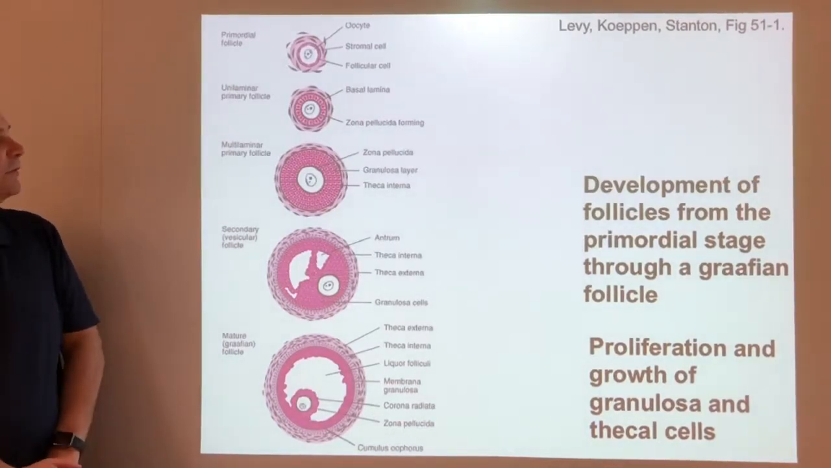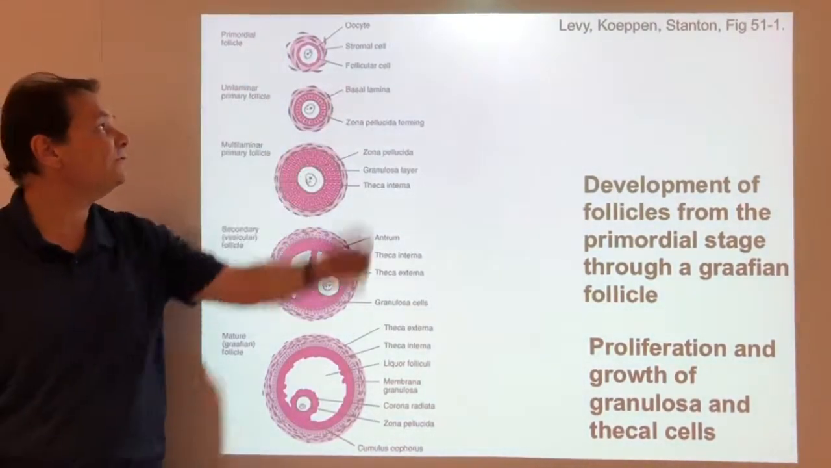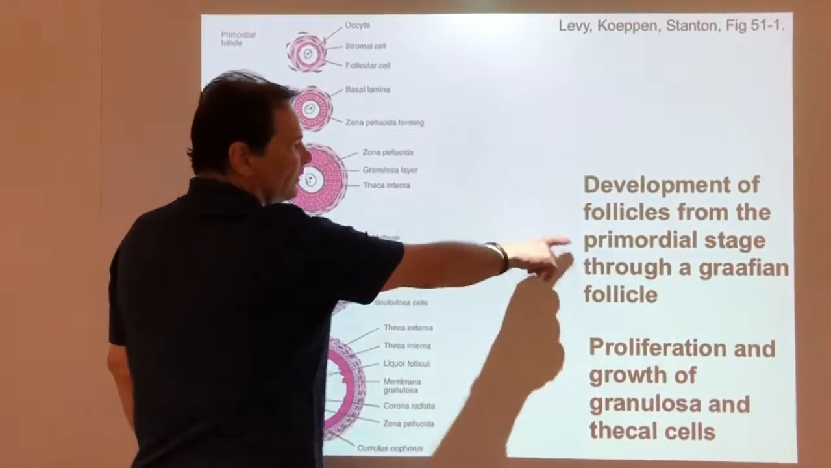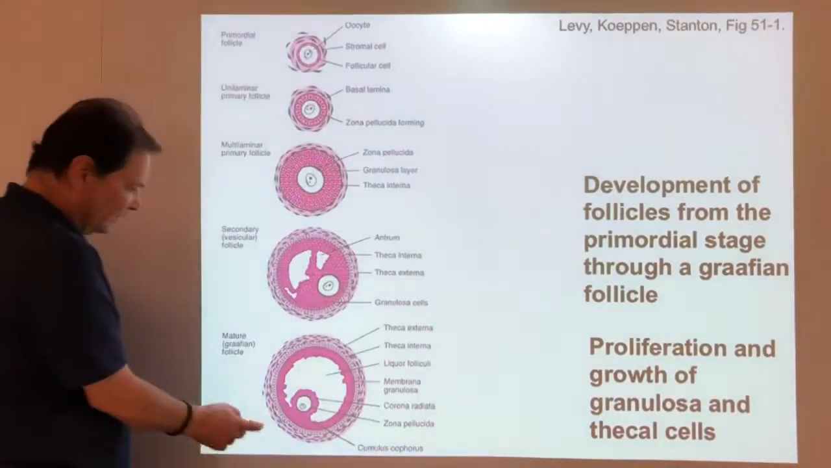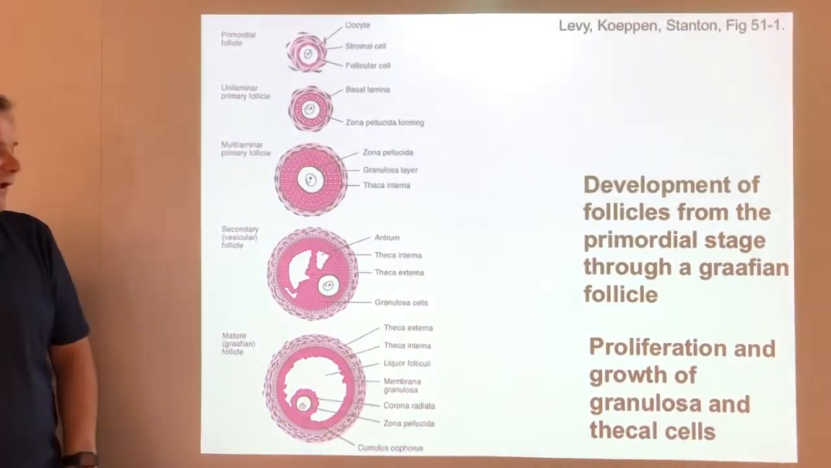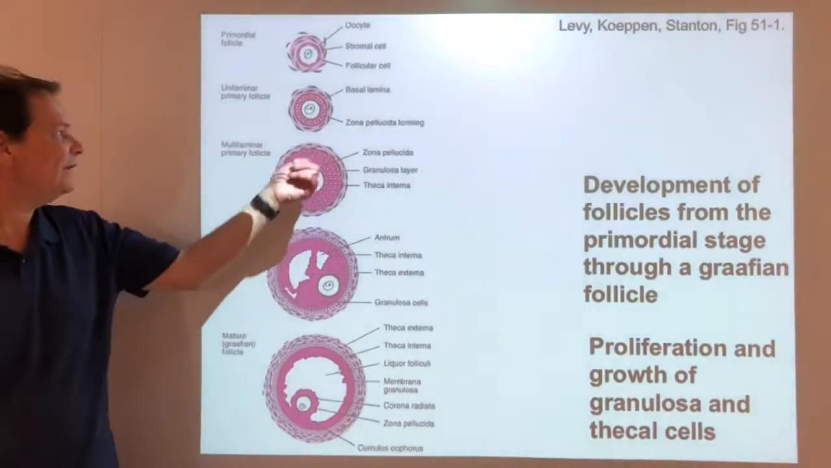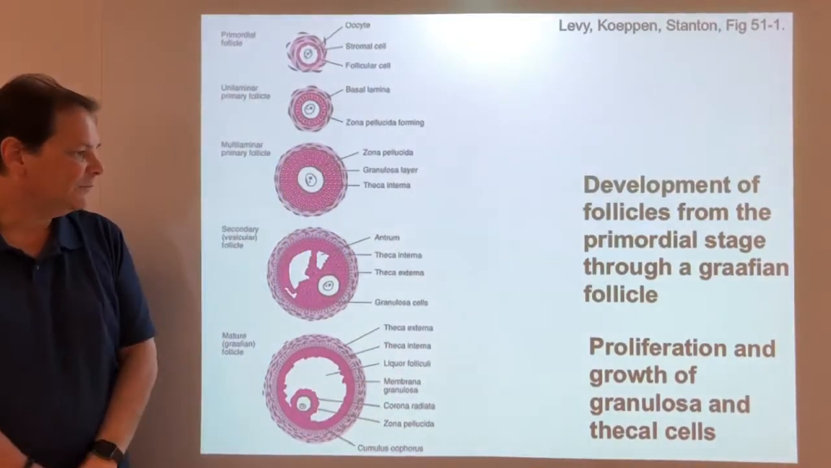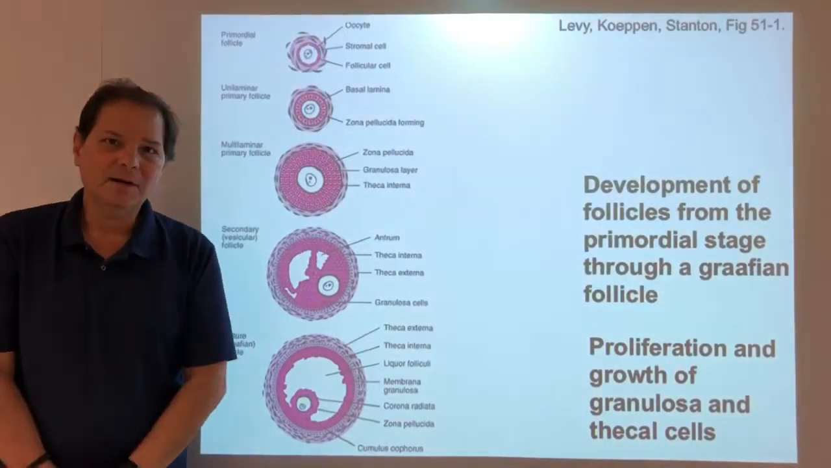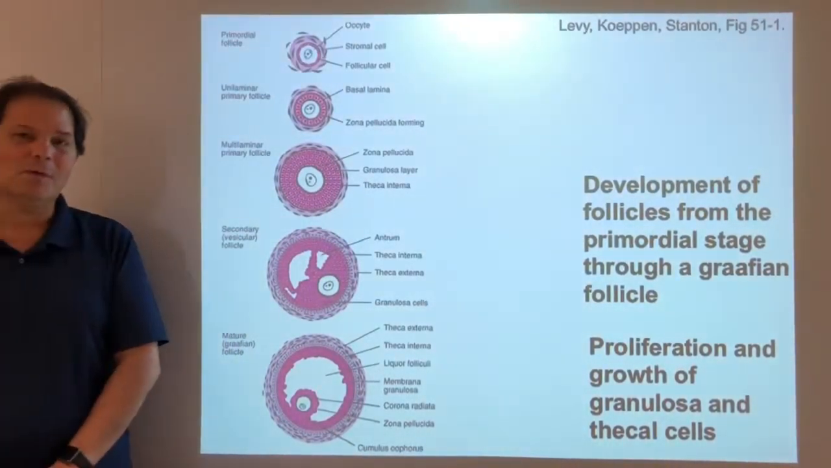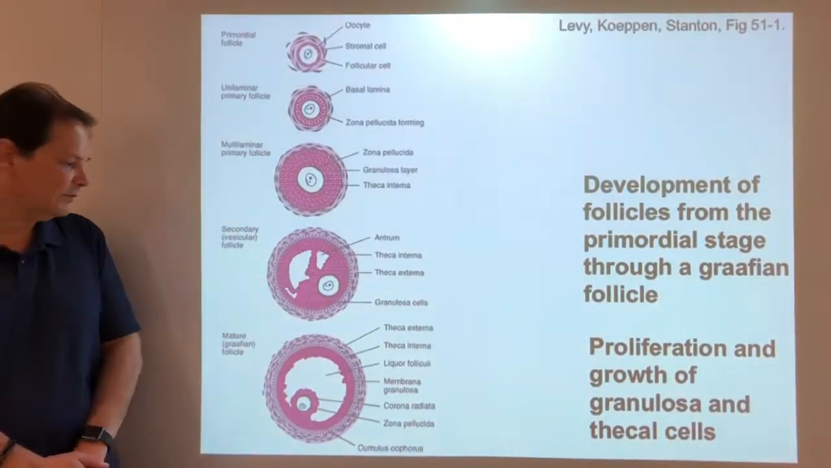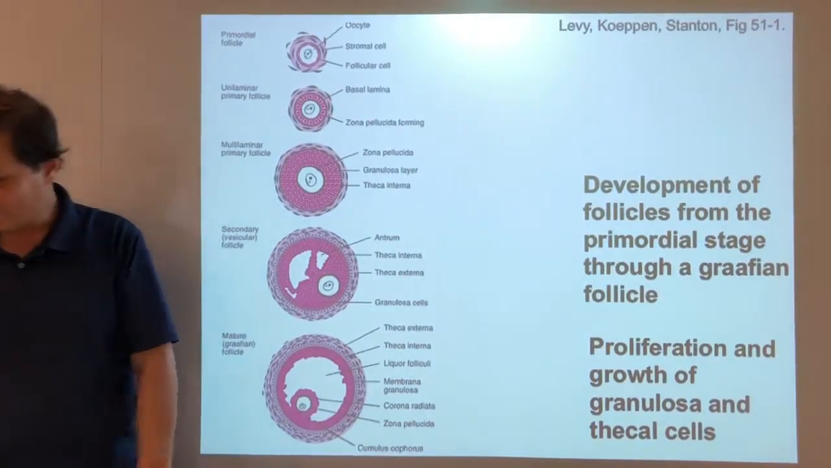So, if we take a little bit of a closer look at this development, we have our primordial follicle up here. This is sort of the development of the follicles from that primordial stage to the Graafian follicle, which is what we call a mature follicle. Notice right away these granulosa cells grow and proliferate along with thecal cells, and these are your primary generators of hormones. And so as this follicle grows, you're producing more and more hormones, which are involved intimately in the menstrual cycle.